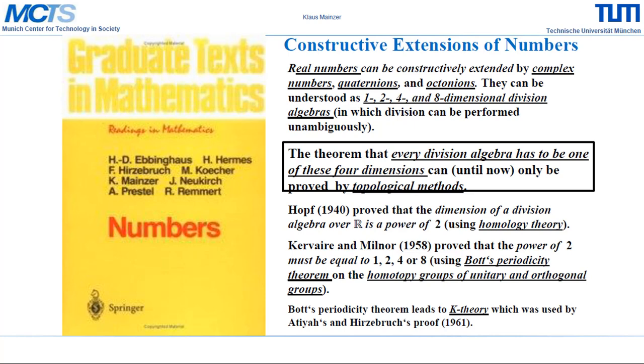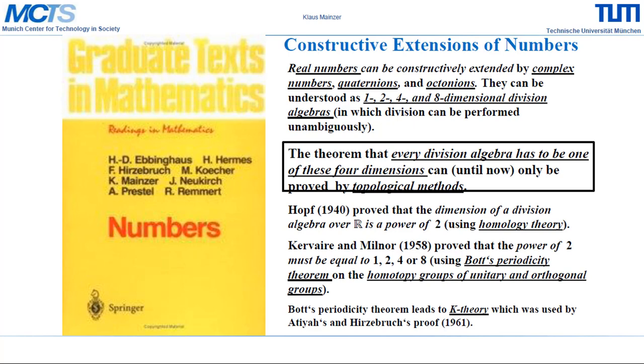Anyway, these classes of numbers can be understood as 1, 2, 4, or 8 dimensional division algebras. And there are constructively justified proofs, for example, of the fundamental theorem of algebra of Gauss in complex analysis. The proof was already considered by Bishop in his book, or the unique characterization of quaternions and octonions by the theorems of Frobenius and Zorn.